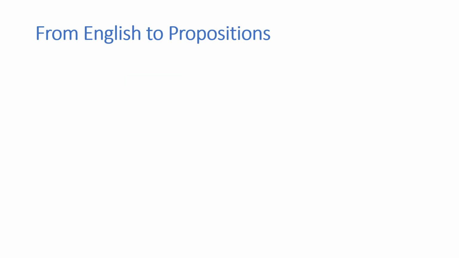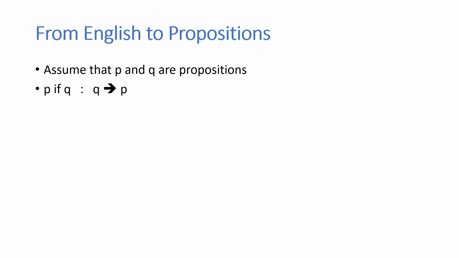So let's talk about some examples of going from English to propositions. There are a few fundamental things that we need to clarify because English and all languages are quite vague. Assume that P and Q are propositions. P if Q means that if Q is true, then P is true, or we can say Q implies P. So if Q is true, then P is true.